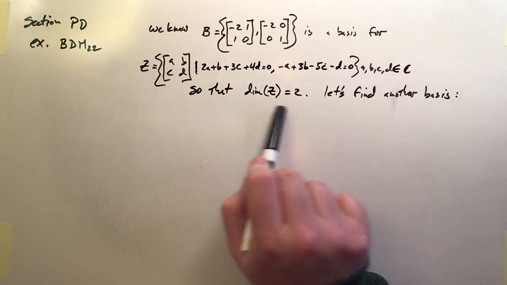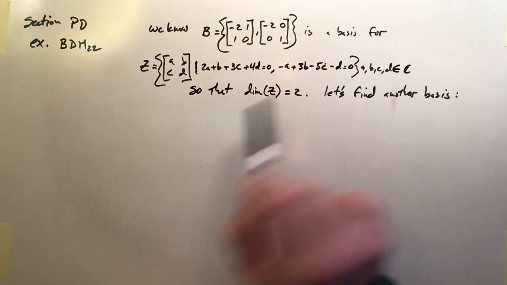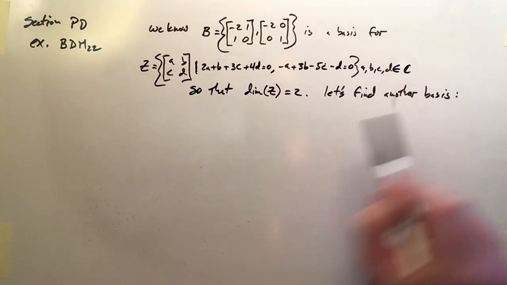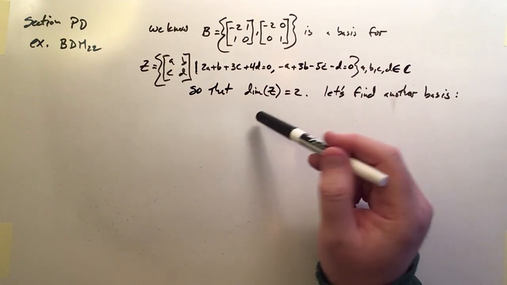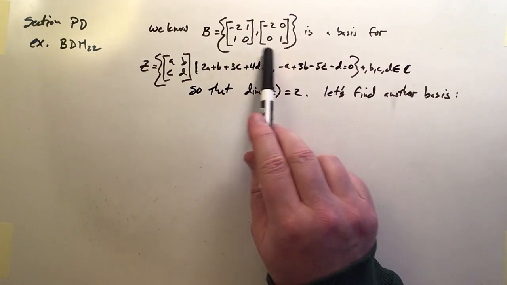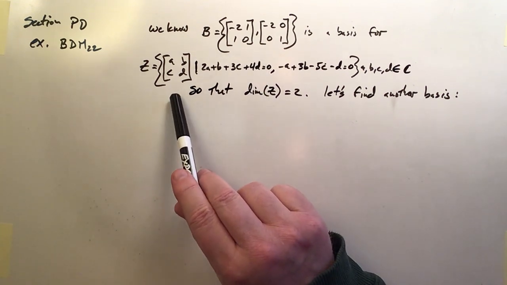And that means the dimension of Z is 2 because it takes 2 matrices in order to span this set. Our goal here is to find another basis. Remember, a basis isn't unique. What is unique about it is its dimension. So we need 2 more 2 by 2 matrices that will also span this particular set.